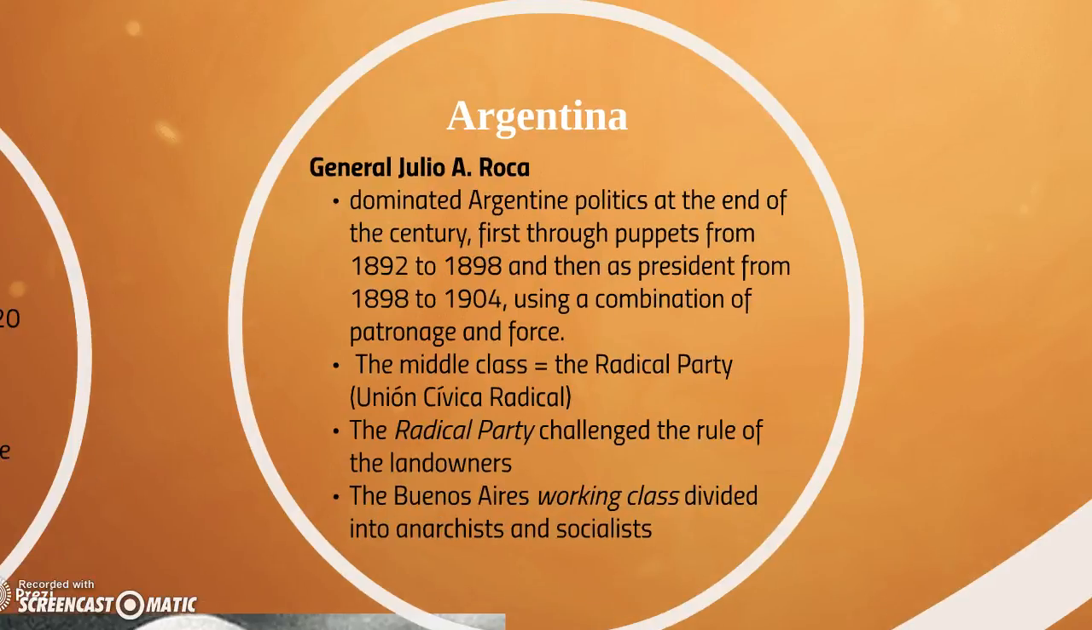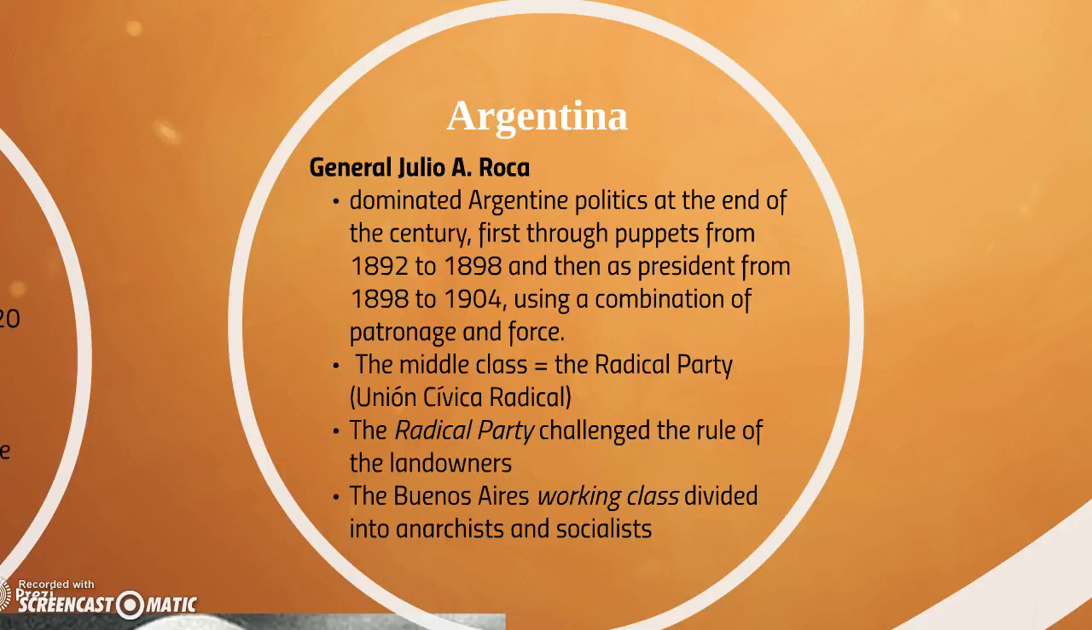In Argentina, it was General Julio A. Roca who consolidated the nation. He dominated Argentine politics at the end of the century, first through puppets and then as president himself at the turn of the century, using a combination of patronage and force, which we've come to be familiar with the rule of caudillos. The middle class tended to adhere to the Radical Party, known as the Unión Cívica Radical.